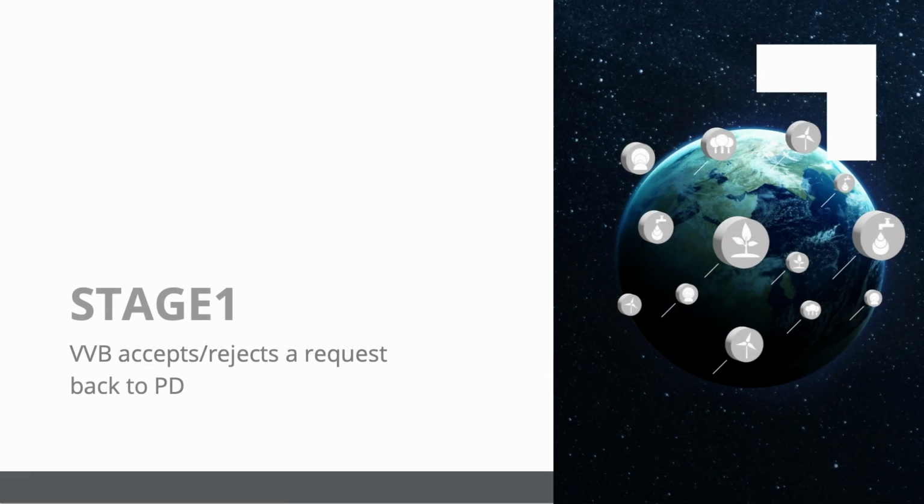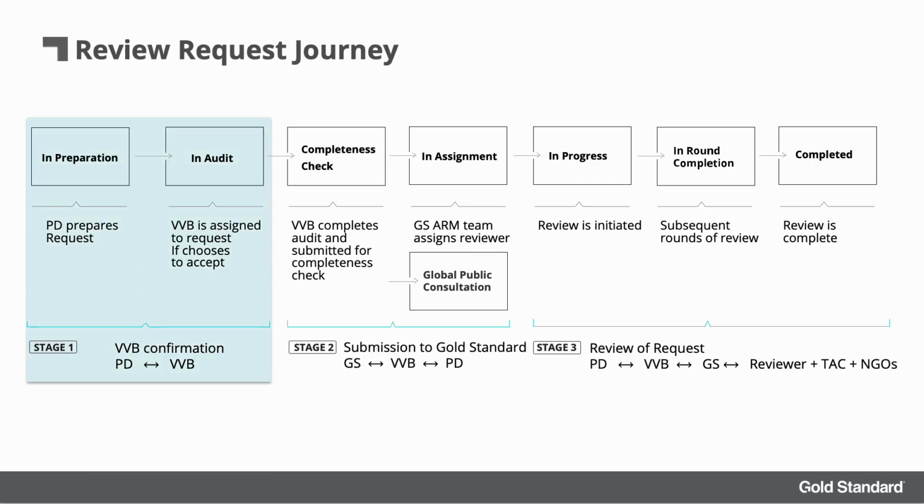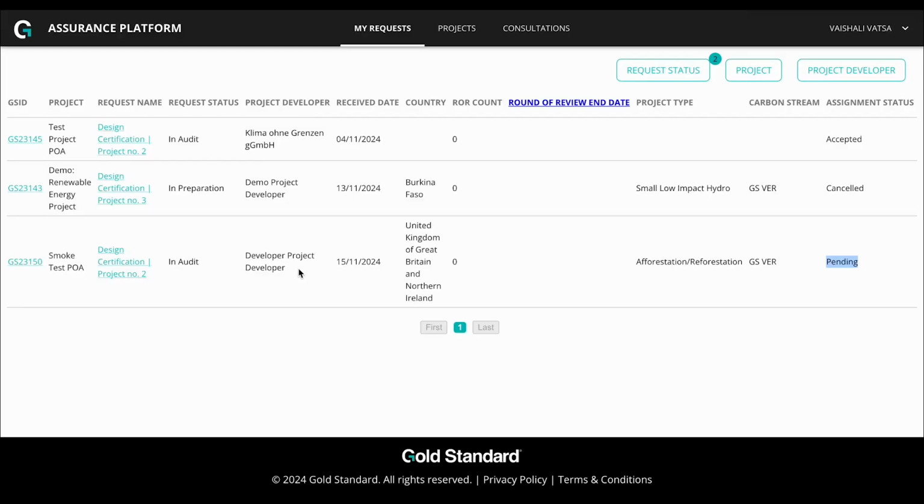Let's start with Stage 1. Stage 1, VVB accepts or rejects a request back to PD. Within the PD account, requests can be created and prepared within their respective projects, and an approved VVB can be assigned for requests. When the PD has completed their submission, the assigned VVB will be notified and receive an audit request within their My Requests tab.